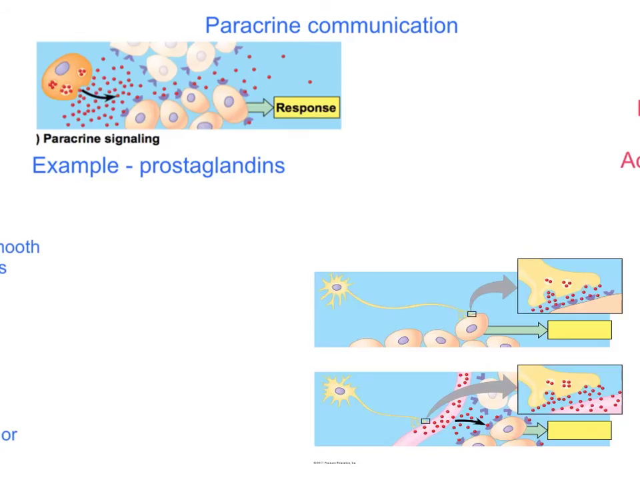So let's do a little paracrine communication review. Remember, paracrine communication acts on the nearby cells. So you have your cell that is secreting whatever substance it is, and it's going to act on cells that are nearby. They don't have to get into the bloodstream and travel, and that will elicit whatever response it's going to get from those cells. So some of the examples we've mentioned were what are called prostaglandins.